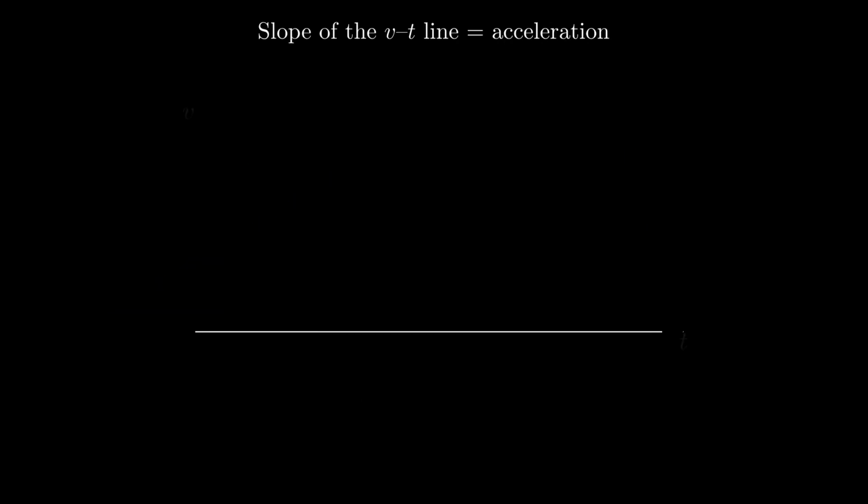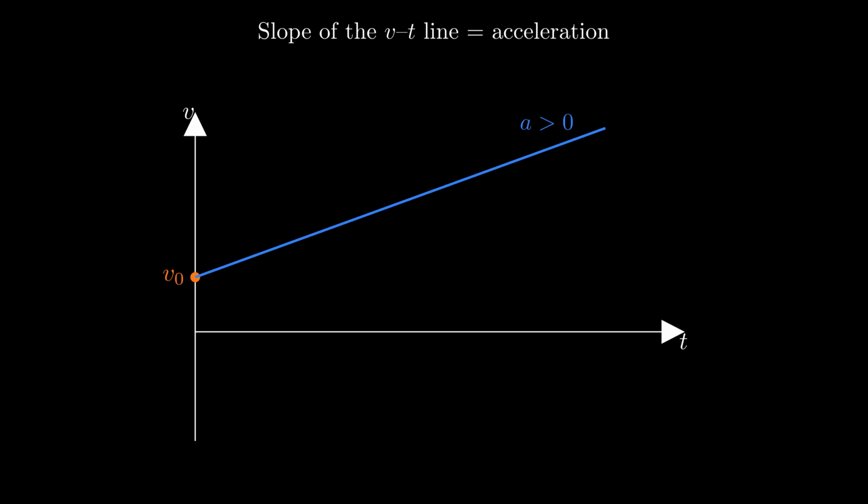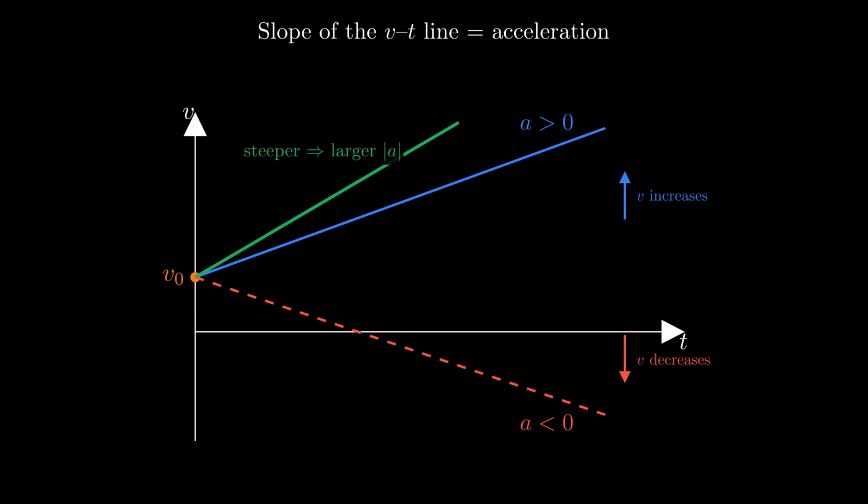Picture this line on the vt graph. It starts at v0 on the vertical axis and rises with slope a. Positive acceleration tilts the line upward. Negative acceleration tilts it downward. The steeper the line, the larger the magnitude of acceleration.